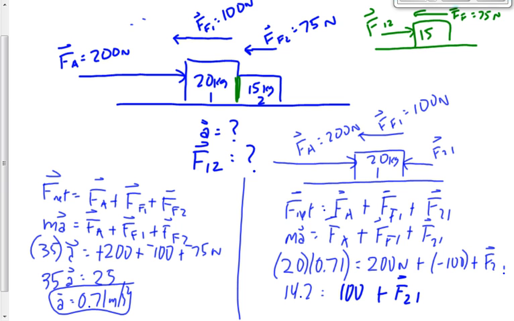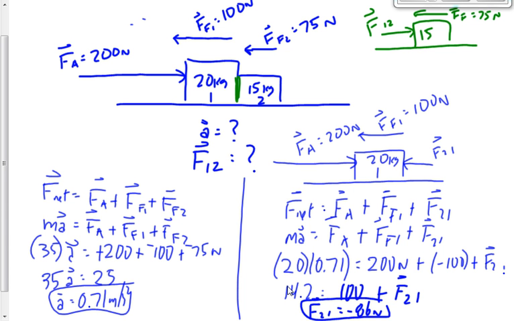Let's take that 100 over by subtracting. F21 is going to equal negative 86 newtons. How many people got negative 86 newtons? How many people got positive 86 newtons? Okay, if you got positive 86 newtons, I'm going to take a wild stab at this, but I'm guessing it's because you drew the 15 kilogram object instead of the 20 kilogram object. Is that right? Okay, which is good, which is correct.